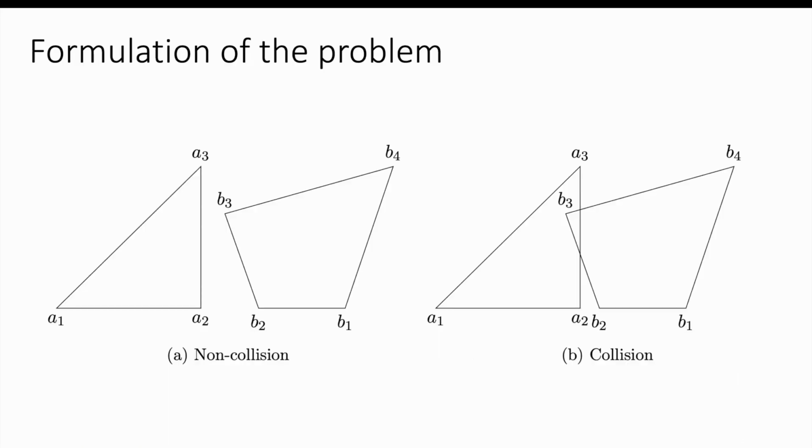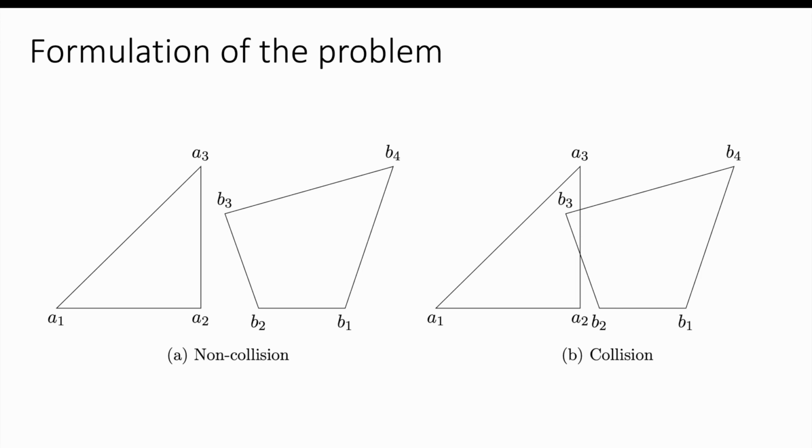Let's formulate the problem. So we have two shapes that can have different number of points. In this case, it's A1, A2, A3, and B1, B2, B3, B4. And we have to give an answer: do we have the intersection between these two objects? So we can clearly see that on the left-hand side, we don't have the intersection. On the right-hand side, we have the intersection between two objects.